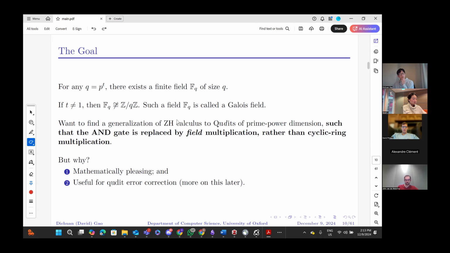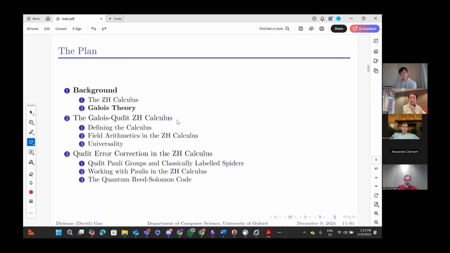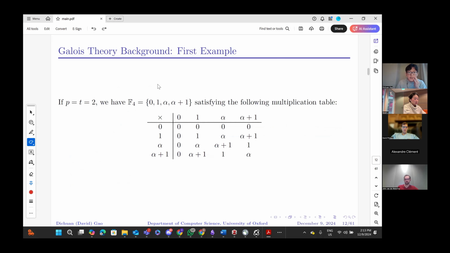So now let's go on to quickly sketching Galois theory. Please stop me, anyone with any questions in the middle of my talk. Okay, so Galois theory, usually I think the first example that people give is the case where p and t are both 2. So what we're looking at is a field of size 4.